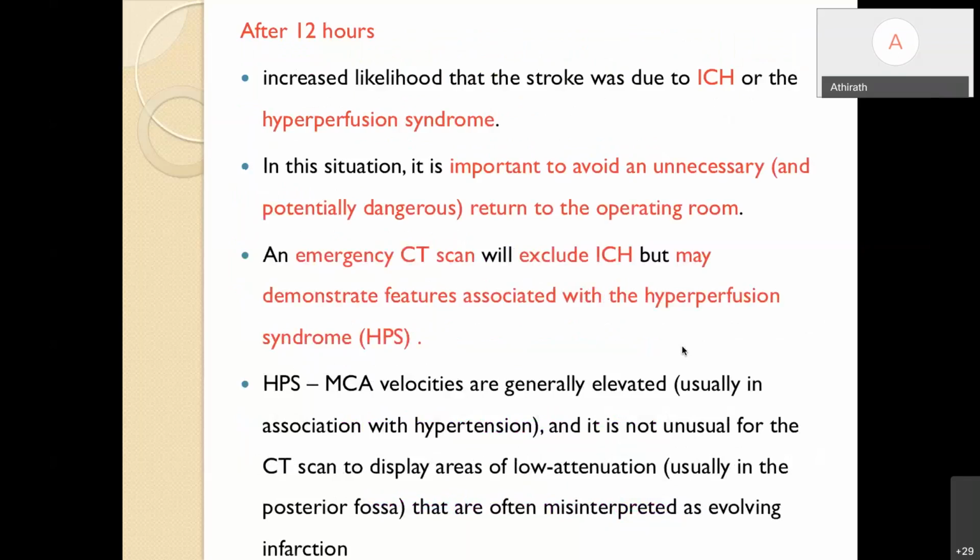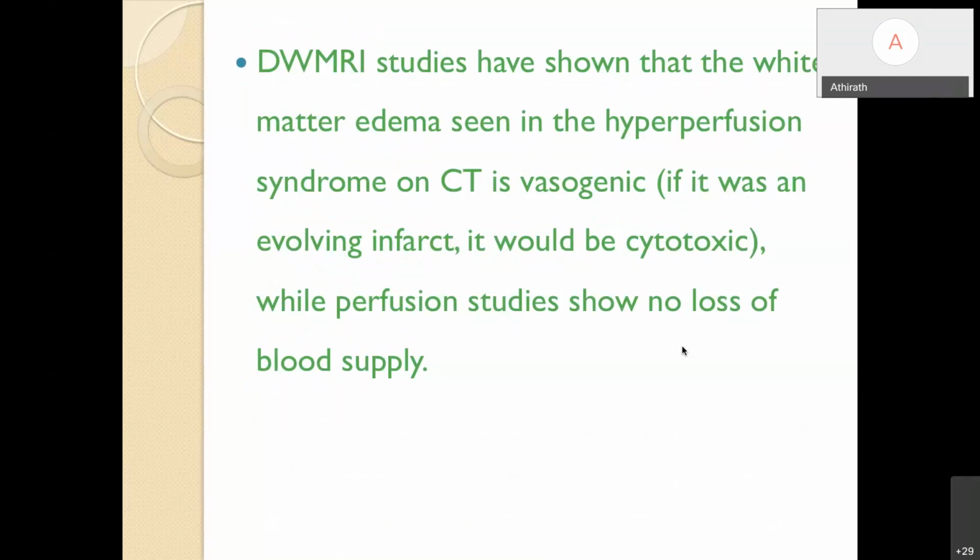As I told you, after 12 hours, the most common cause will be either an intracranial hemorrhage or the hyperperfusion syndrome. Intracranial hemorrhage, CT can readily diagnose, but the problem arises whenever there is a hyperperfusion syndrome. As I've told you in the discussion on MRI, in hyperperfusion syndrome, CT displays areas of low attenuation in the posterior fossa, which are actually misinterpreted as evolving infarction. But when you perform an MRI study, it is not actually an infarct; the white matter edema you see is a vasogenic edema and not a cytotoxic edema.